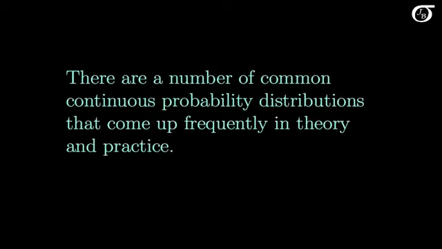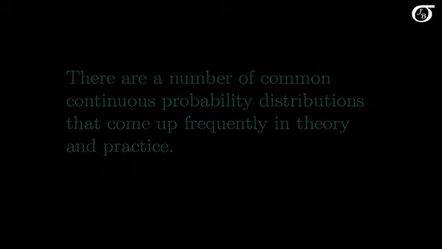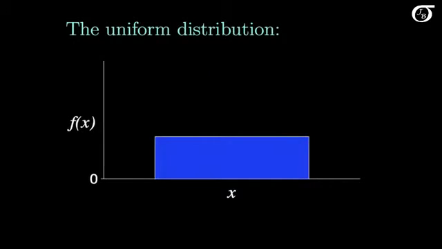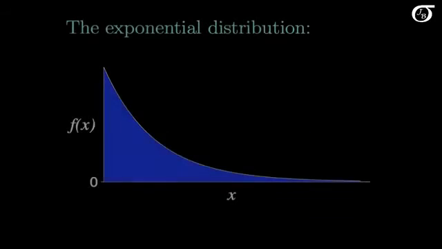There are a number of common continuous probability distributions that come up frequently in theory and practice. One very common and extremely important continuous probability distribution is the normal distribution, and it looks like this. This is the continuous uniform distribution for which f of x is constant over the range of possible values of x. The exponential distribution looks something like this. This is something we might see in exponential decay or a number of other spots. And there are many other continuous probability distributions that are very important to us in probability and statistics.